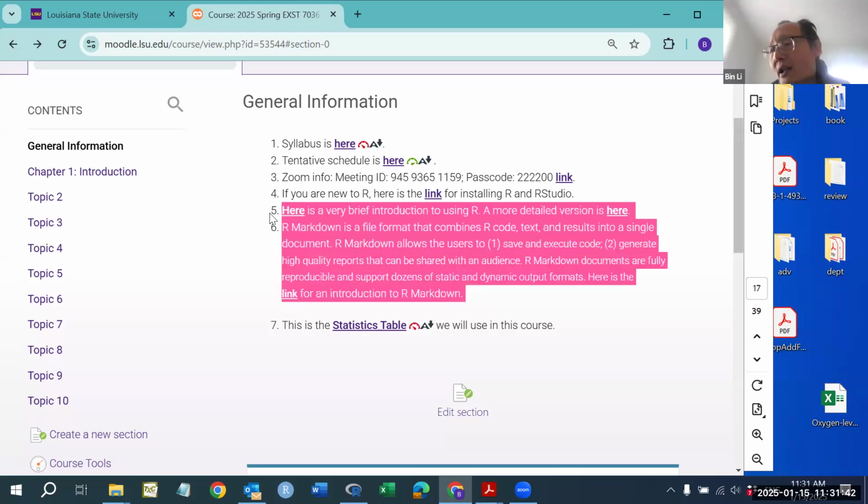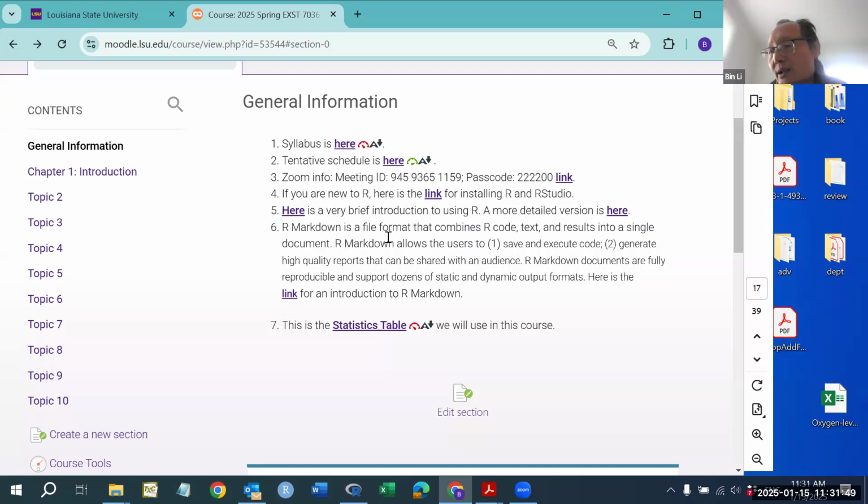Take a look if you are new to R, R Markdown, and RStudio. Just check these links and read these documents.